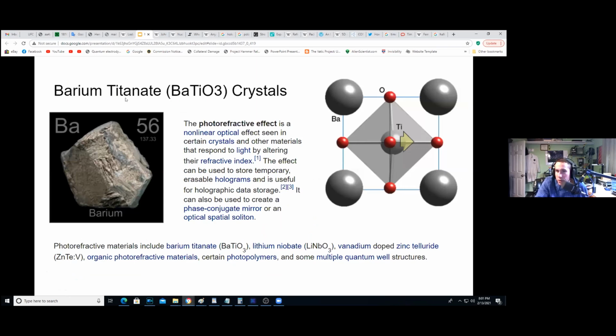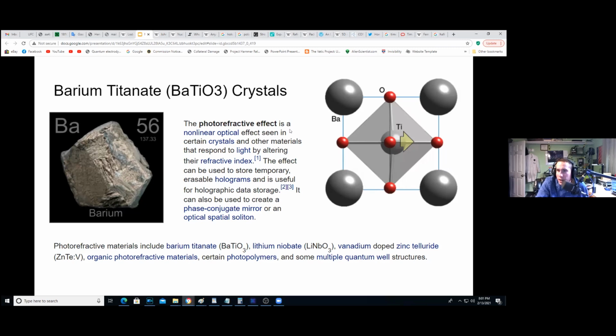The next is barium titanate crystals. Barium titanate, super interesting. Barium titanate was actually discovered where they were doing a lot of research into ferroelectrics and ferroelectric materials, super ferroelectric materials like barium titanate. So it becomes a photorefractive effect.